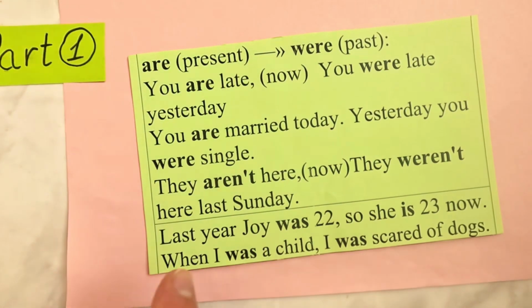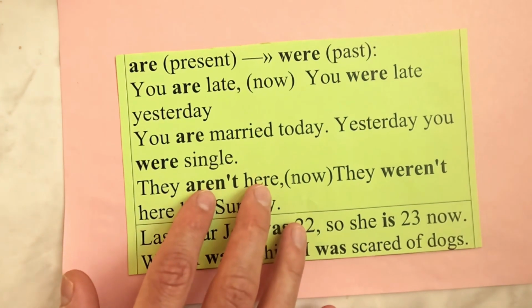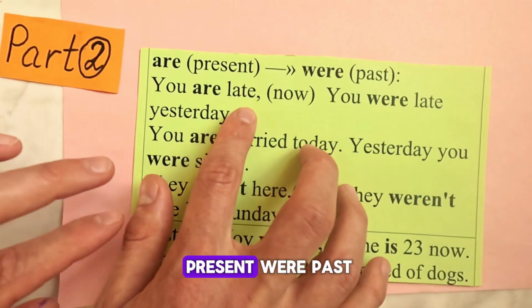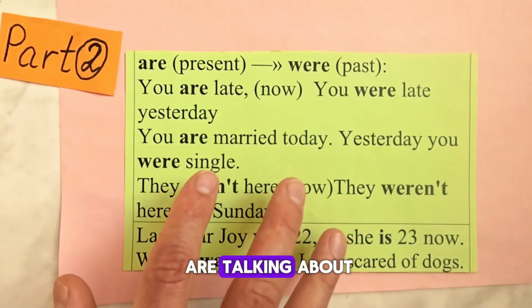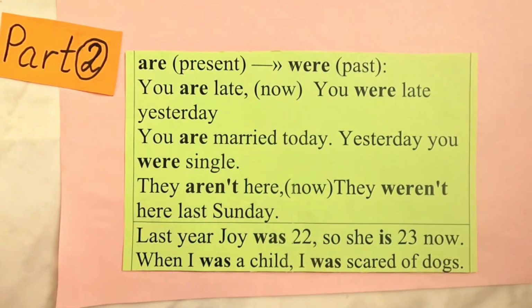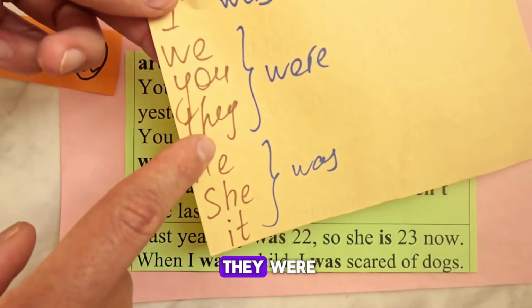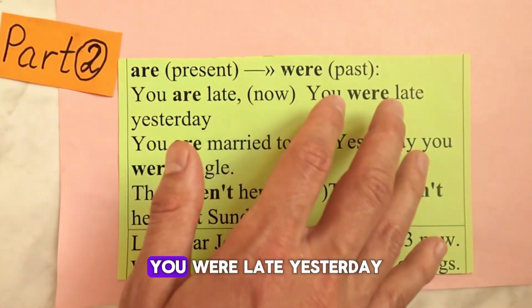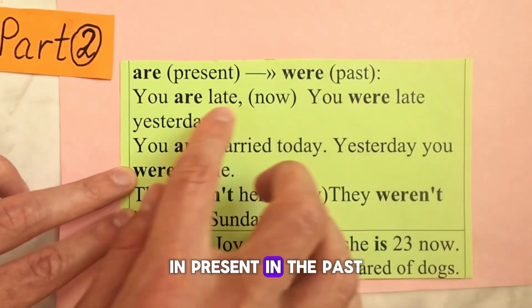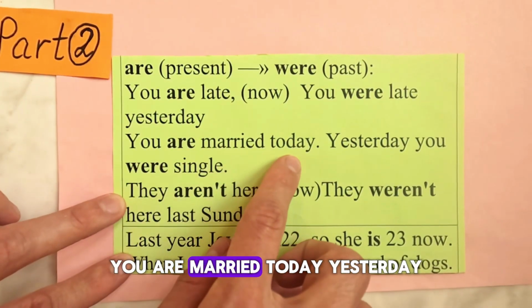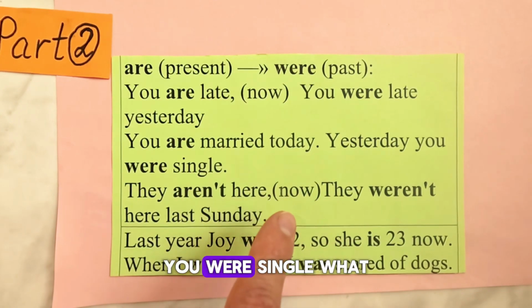Are. Okay, you see here, are in the present, and the verb in the past. You are late. We are talking about this part. We, you, they, were. You were late yesterday. In the present, in the past. You are married today. Yesterday, you were single.